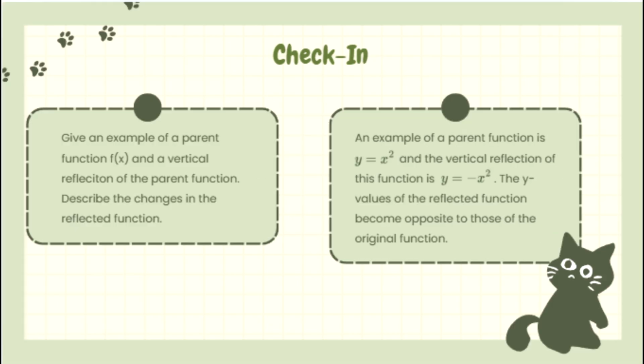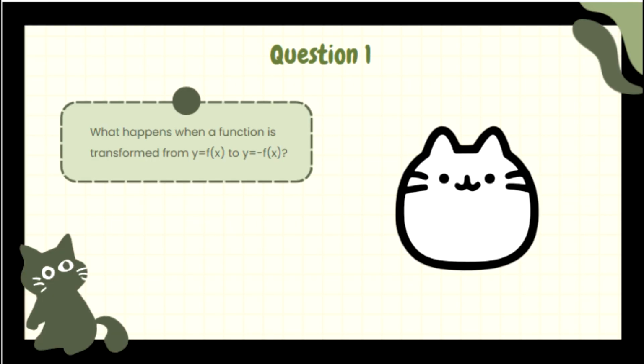Here's another check-in. Give an example of a parent function and a vertical reflection of the parent function. Describe the changes in the reflected function. So an example of a parent function is y equals x squared. And the vertical reflection of this function is y equals negative x squared. The y values of the reflected function become opposite to those of the original function. If you feel like this is repetitive, it is. This lesson is covering one thing over and over.